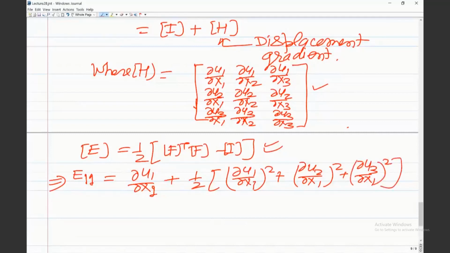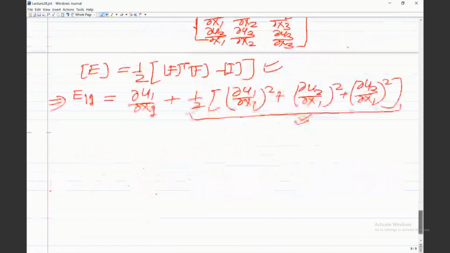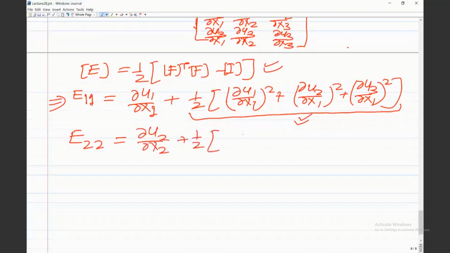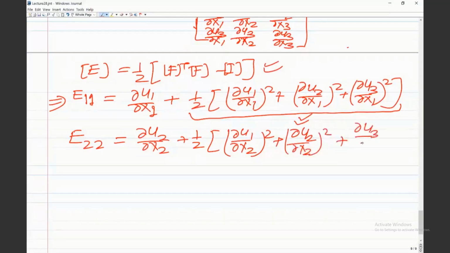So now if you see, in case of infinitesimally small displacement gradients, these terms are negligible, so we do not consider them, but in finite deformation we consider this. And now you see the strain displacement relations are nonlinear, so the geometric nonlinearity comes into picture. So this is what we refer to as geometric nonlinearity. Similarly, from this half of F transpose F minus I, you can get all the components. For example, E22 would be del u2 upon del X2 plus half of, then we will have del u1 upon del X2 whole square plus del u2 upon del X2 whole square plus del u3 upon del X2 whole square. In the same way, you can write E33 also in a similar manner.